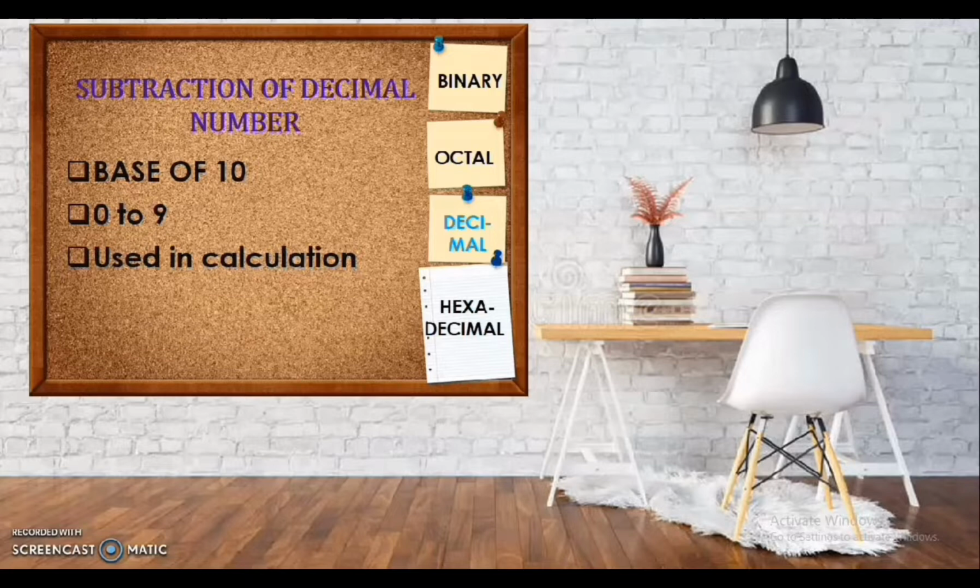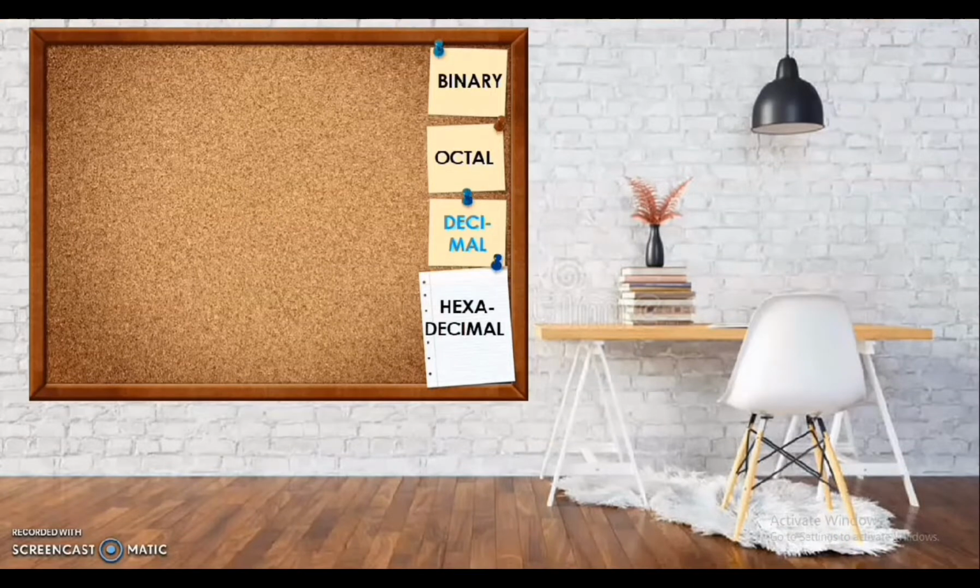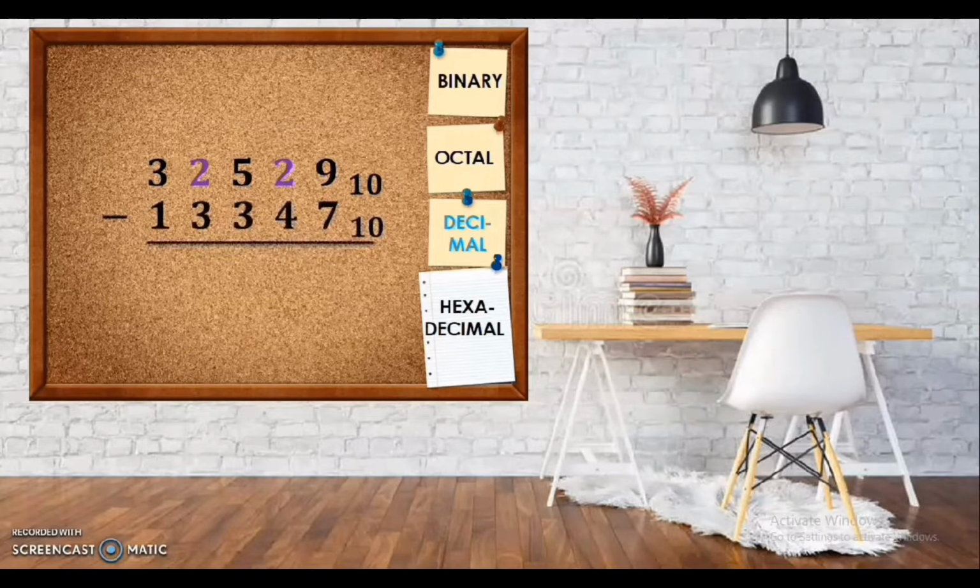Actually, all types of number systems have the same rules, they just differ depending on their bases. So let's start solving. We have here two numbers to be subtracted with 5 digits. The first one is 32529 base 10, which serves as our numerator, and 13347 base 10 for the denominator. First, 9 minus 7 is equal to 2. Then, 2 minus 4 cannot be done since the numerator is lesser than the denominator.